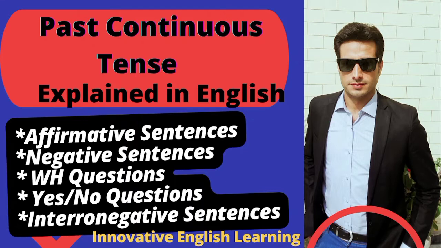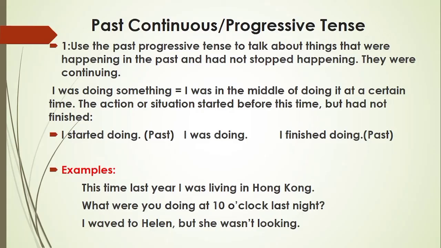Today we are going to talk about another aspect of past tense, that is past continuous tense. In this video we'll talk about the different uses of past continuous tense. We'll also talk about the different structures of past continuous tense like affirmative sentences, negative sentences, WH questions, yes no questions, and negative interrogative sentences. So let's see where can we use past continuous tense and what are the different structures.